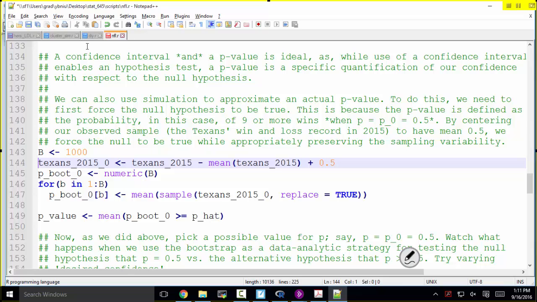To do Bootstrap hypothesis testing, it's still Bootstrap, which means the essence is, again, sample with replacement, and then recompute your statistic. So that's simple, but the extra detail when we want to do a hypothesis test is that we don't just want the sampling distribution of p hat. For the p-value, we specifically want the sampling distribution of p hat under the restriction that the null hypothesis is true.